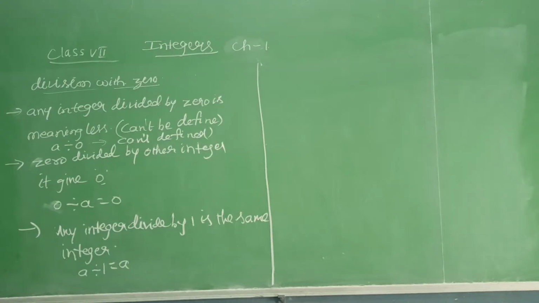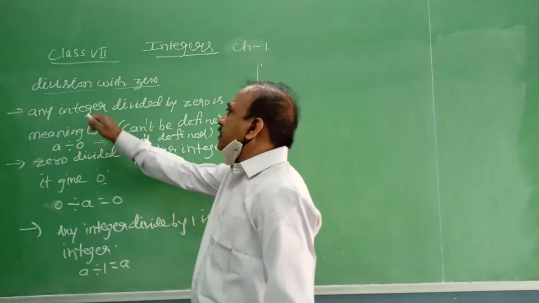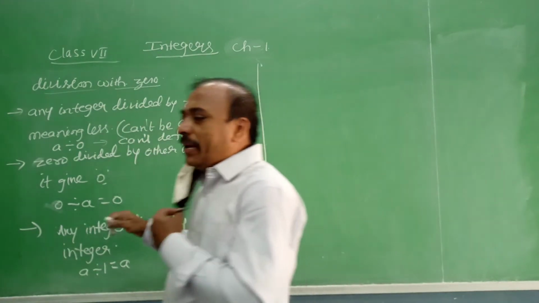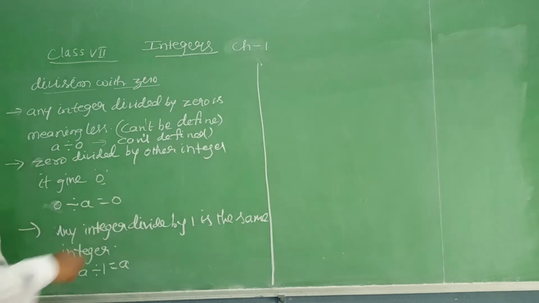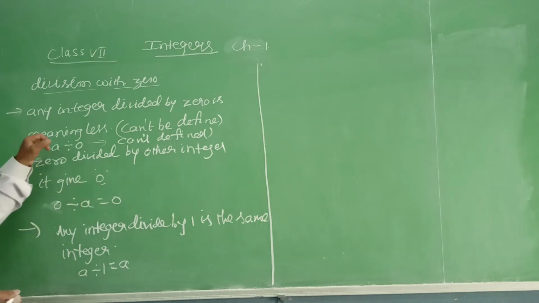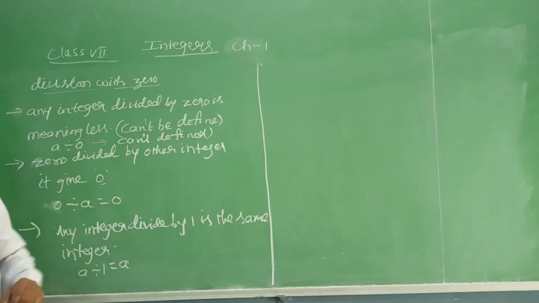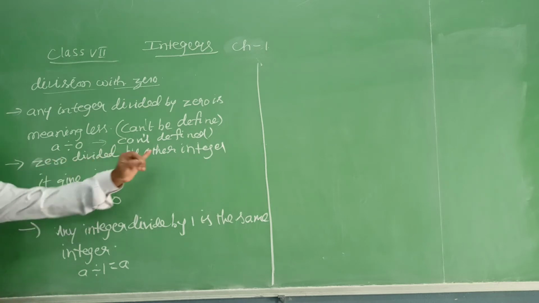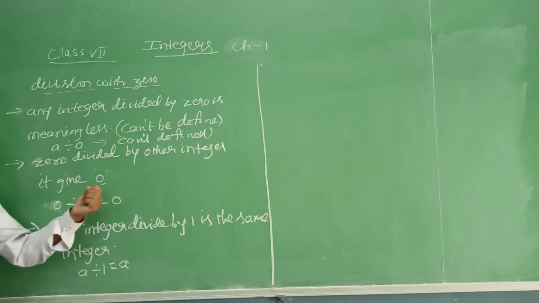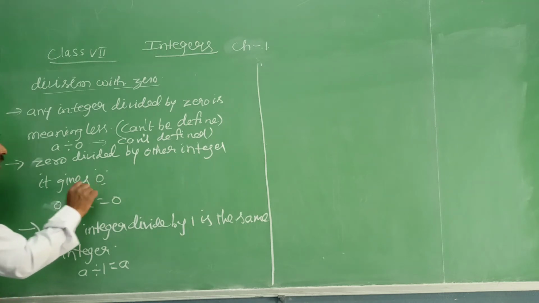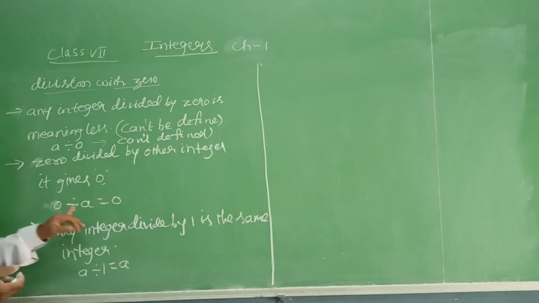Let us see division with 0. Any integer divided by 0 is meaningless, it cannot be defined. The value of a divided by 0, or 2 divided by 0, or minus 2 divided by 0 cannot be defined. So any integer divided by 0 is meaningless. But when 0 is divided by any other integer, it gives 0 as the quotient. So 0 divided by a is equal to 0. Any integer divided by 1 is the same integer, that is a divided by 1 is equal to a.